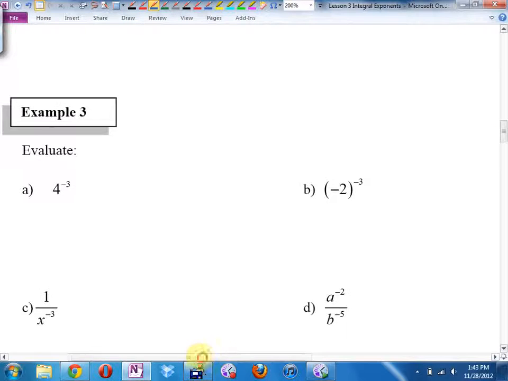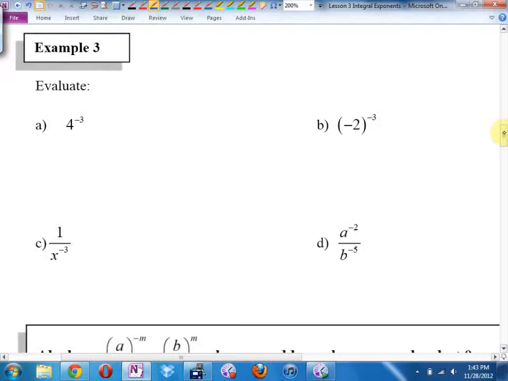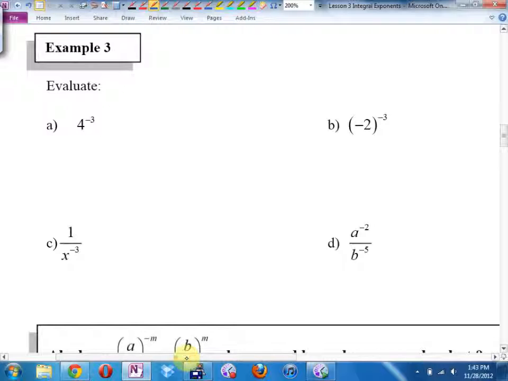It says evaluate. And we're going to see if we can do some of these without a calculator if they're numbers, because this would be some of the stuff they could throw on the non-calculator section of the provincial.